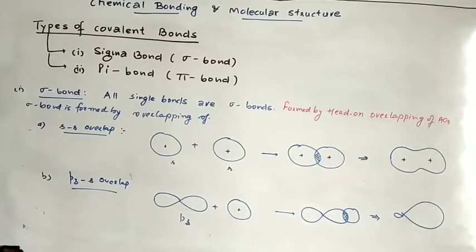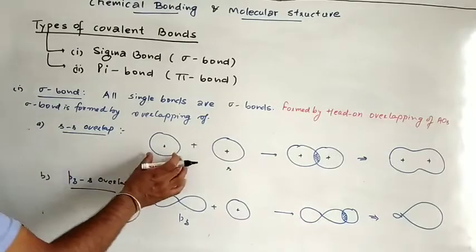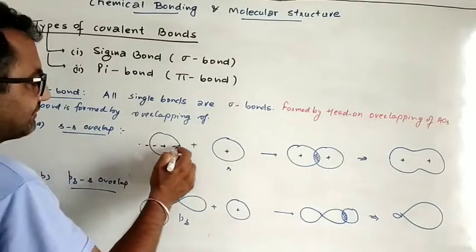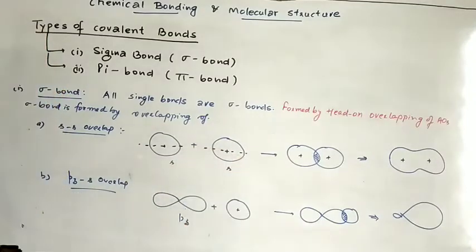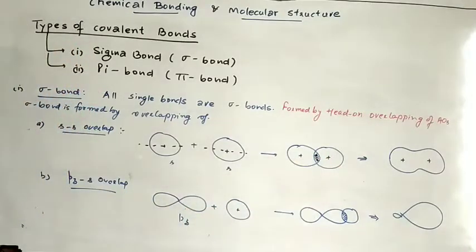Generally, based upon the symmetry, a sigma bond is formed between s-s overlapping, s-pz overlapping and pz-pz overlapping. Three types of overlapping are there. So one s orbital and another s orbital, because they have the same symmetry along the internuclear axis, when they come close, they overlap. This is the overlapping region. Here the electron density is maximum to form a sigma bond.